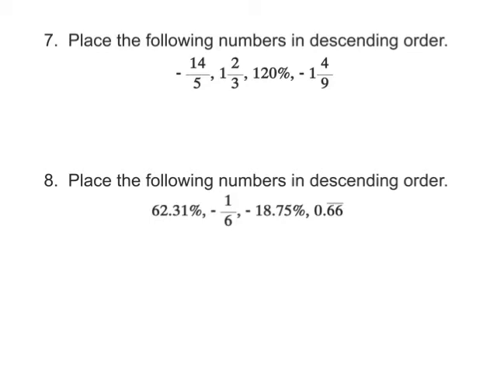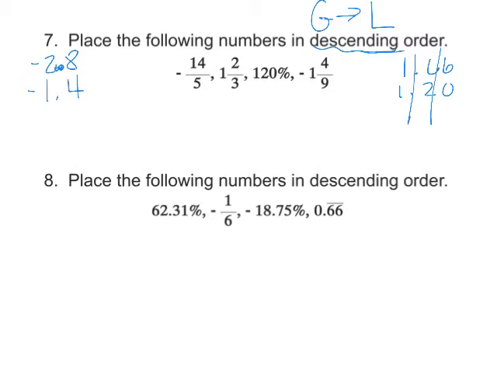Number 7 and 8. Now we're putting these in descending order, which is from greatest to least. First, we have to convert to a decimal. So negative 14 over 5 as a decimal is negative 2.8. Okay. 1 2/3 as a decimal is 1.666 repeating. 120% as a decimal, divide it by 100, and we get 1.2. And then negative 1 4/9 is negative 1.4 repeating.